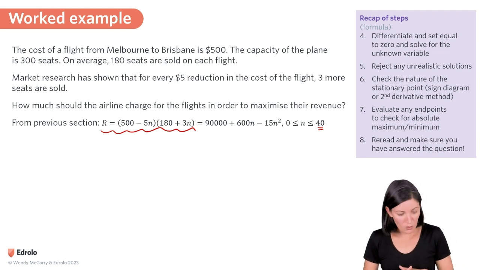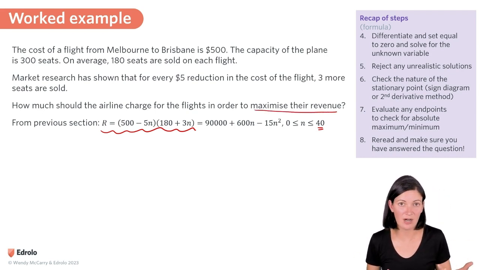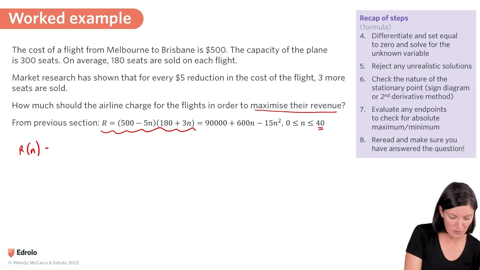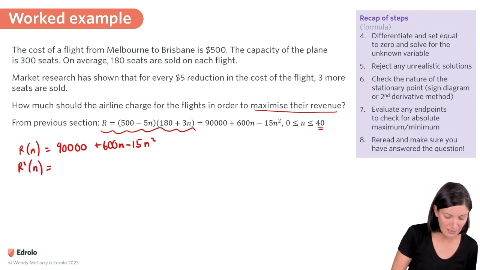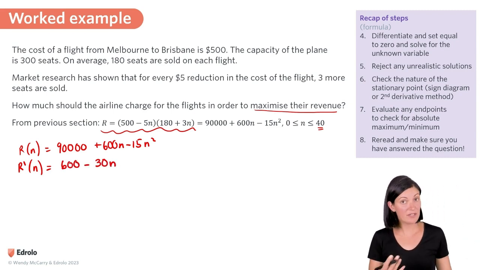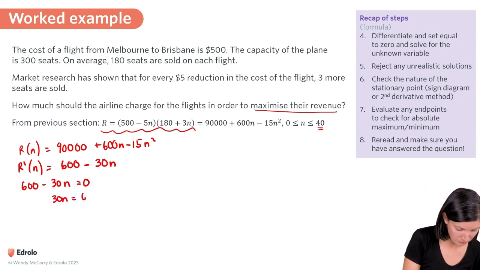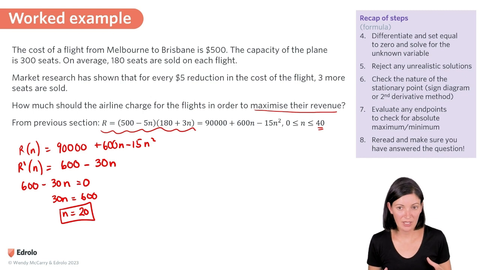So we've got our formula here and we want to maximize the revenue. What we're going to do is find the derivative of our formula for revenue. Our revenue is R(n), so I'll just rewrite that. Now let's find the derivative of r with respect to n. That's going to be 600 minus 30n. Now we'll set that equal to 0 and solve for n. Solving for n, I get that n is equal to 20.